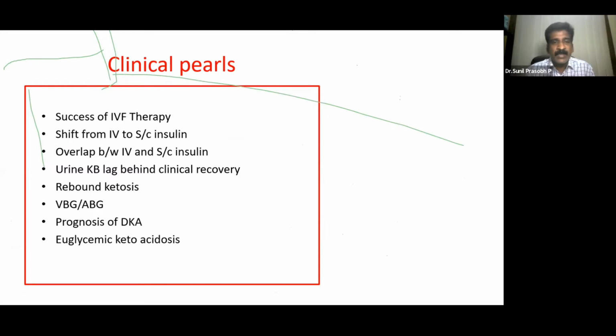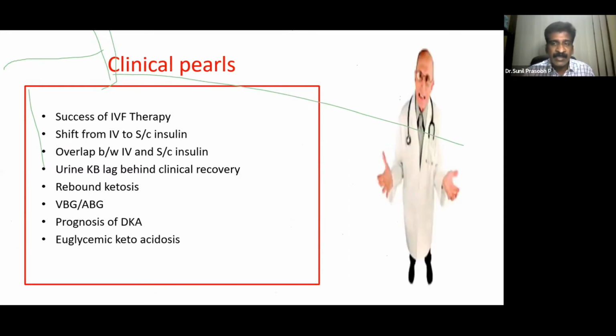Before winding up, let me give some clinical pearls regarding the management of DKA and HHS. Now, when you are treating with IV fluid, I have already told you IV fluid is the cornerstone of management of DKA. So when can we say that your IV fluid therapy has become a success? You should always look at three factors. One is the blood pressure, two is the urine output, three is the clinical examination. Based on these three aspects, you can judge the success of your IV fluid therapy.